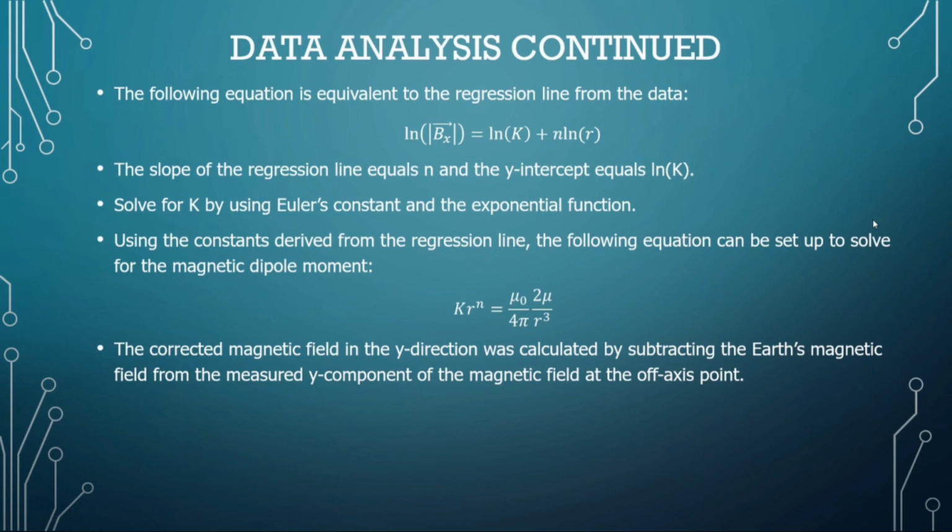So the data analysis shows that the following equation is equivalent to the regression line from the data, and the slope of the regression line equals n, and the y-intercept equals ln k. We're solving for k using Euler's constant and the exponential function. Using the constants derived from the regression line, the following equation can be set up to solve for the magnetic dipole moment, and this is shown here.